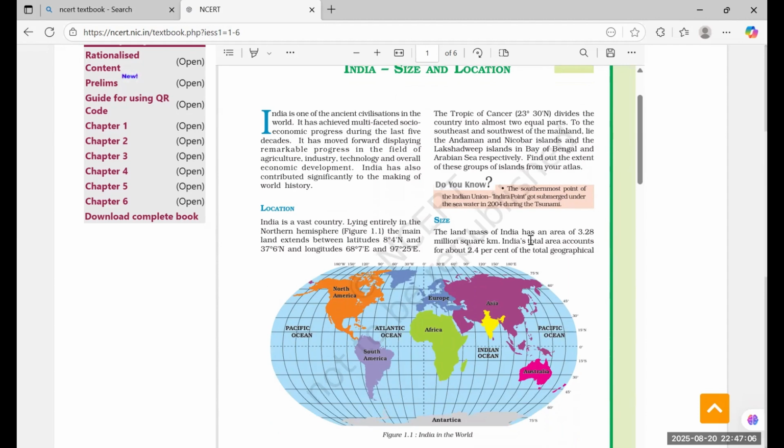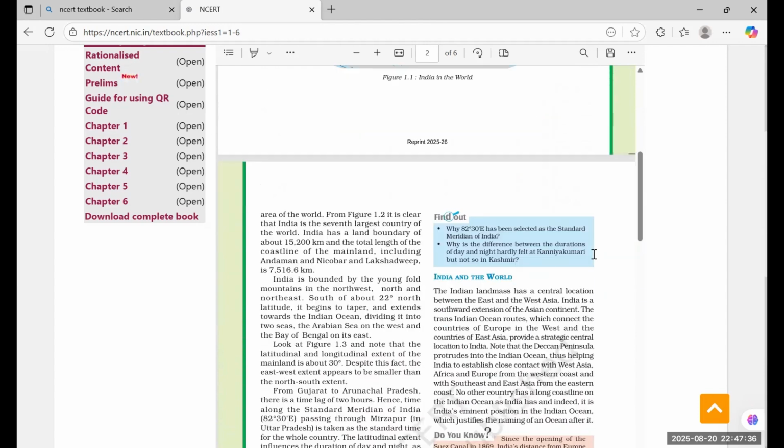Now talking about the landmass of India, or the size of India, let's talk about that. So the first point here is that the landmass of India has an area of 3.28 million square kilometers. This becomes your first point, as you can see. Further, this is your second point, that the total area covered by India in the world map is 2.4%. And then, India is the seventh largest country of the world.